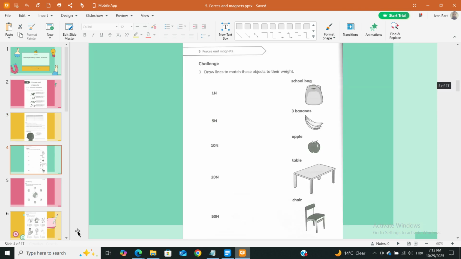5 Forces and magnets. Challenge. 3. Draw lines to match these objects to their weight. 1 N, 5 N. School bag. 3 bananas. 10 N. Apple. 20 N. 50 N. Table. Chair. 5.2 Gravity.